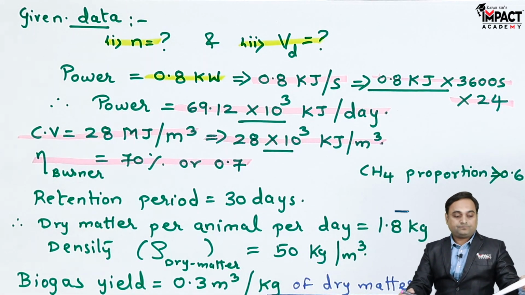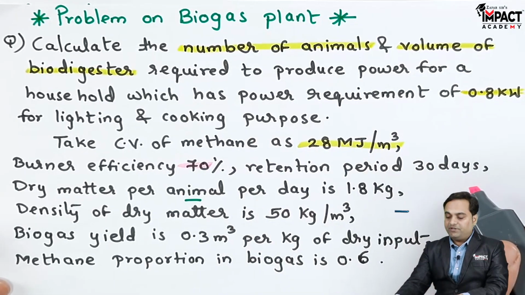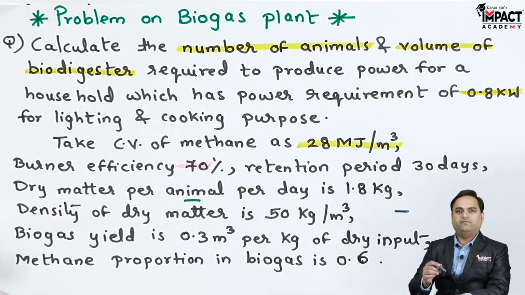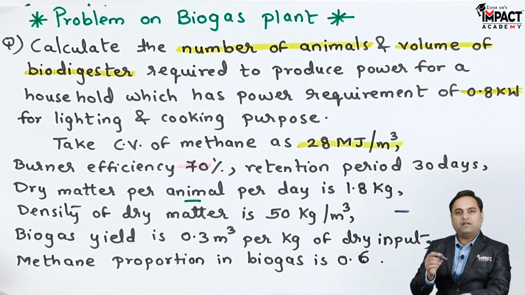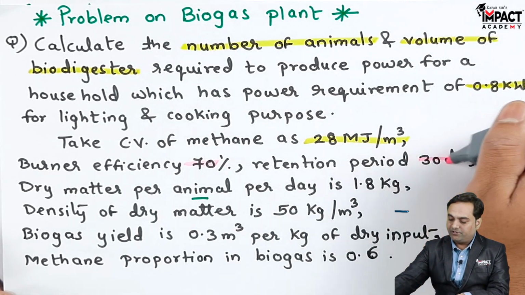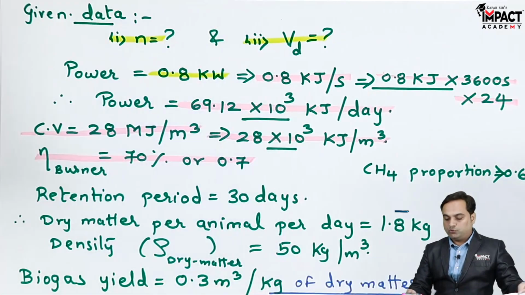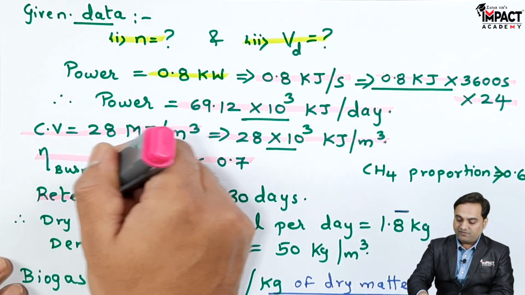After that, the retention period. Retention period is 30 days. It means whatever the waste which we are putting in the biogas plant, it has to be kept for a period of 30 days for fermentation so that the biogas is produced. So that is the retention period of 30 days.